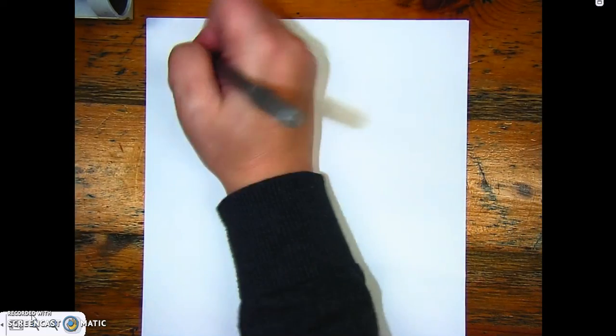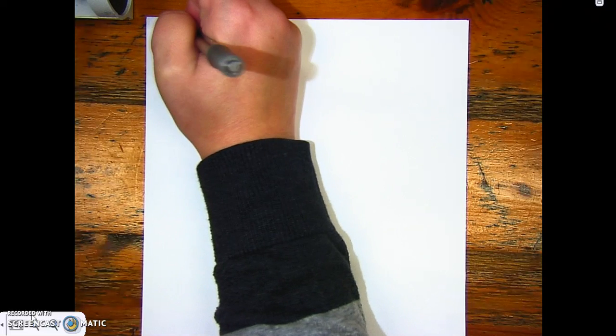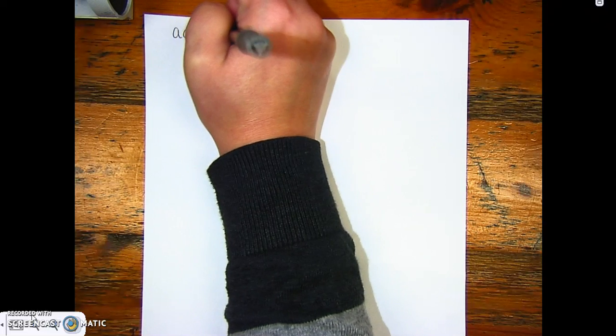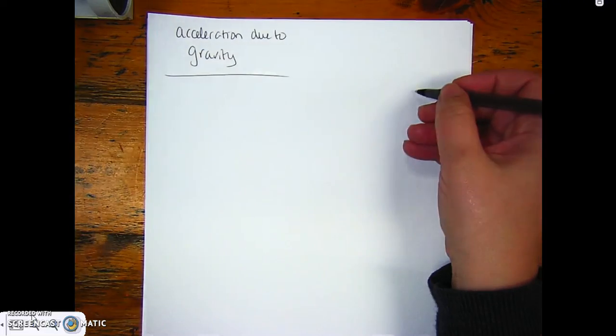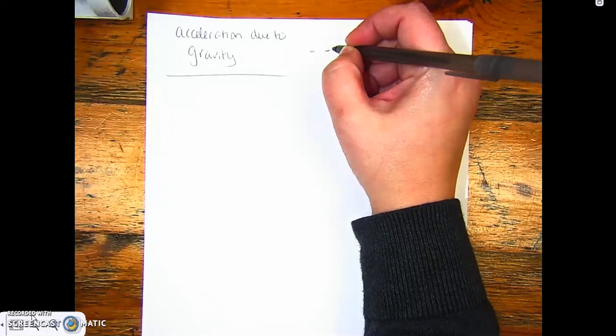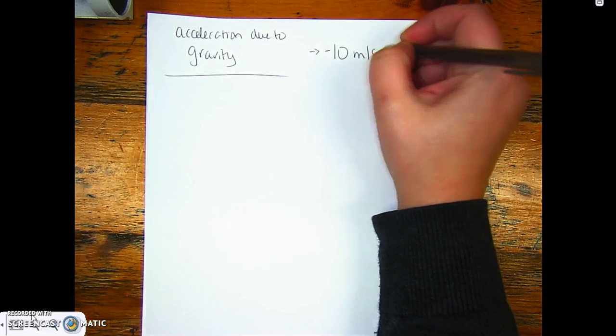So lastly, I want to talk about some examples where we have constant acceleration. And so the most common example that we use really is this idea of gravity. And remember, this is acceleration due to gravity. And it is always acting downwards. And the value for it is -10 meters per second squared.